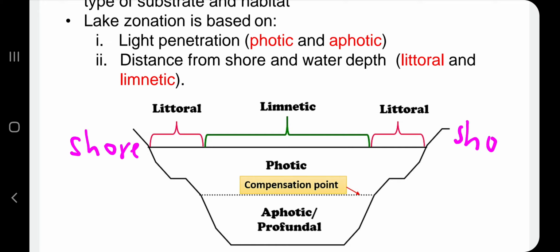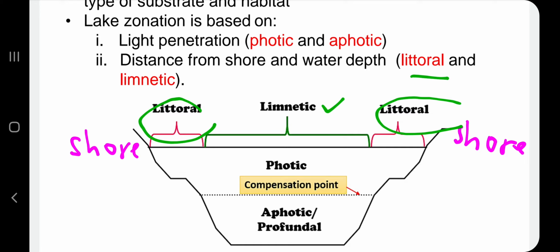So dekat sini pun ada shore. Okay, so if the region is close to the shore or near to the shore, we call the region a littoral zone. Okay, near to the shore, yang dekat dengan darat lah atau tanah. But if the region is far away from the shore, which is open water, open surface water, we call it a limnetic zone. Okay, so here we have photic littoral and limnetic zone.